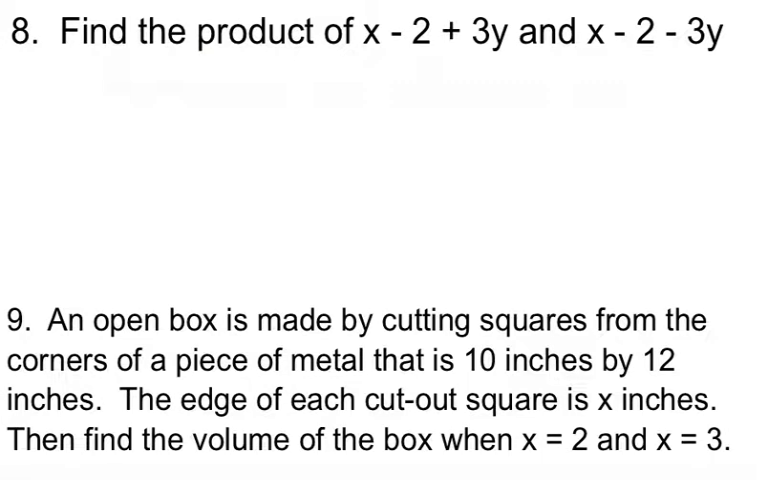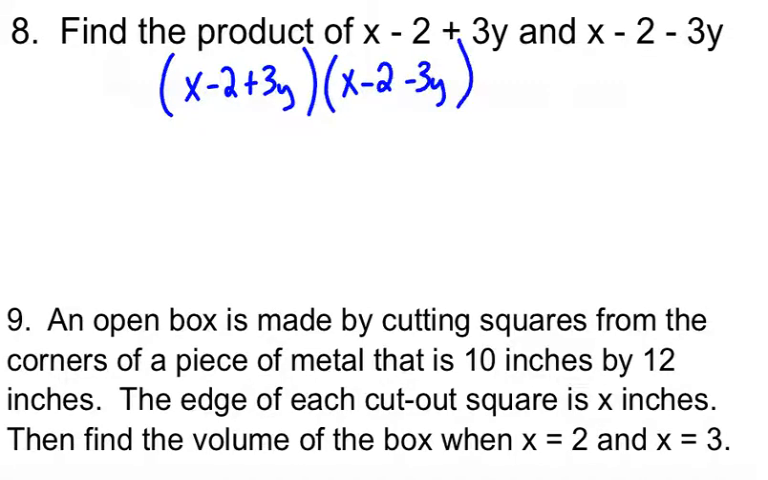Okay, we now want to find the product of these two things. So we want to do x minus 2 plus 3y times x minus 2 minus 3y. Now, at first, this looks like it might be a complicated problem because it looks like it might be a superfoil or one of those where we should do the vertical method, or it's just going to be a mess all the way around.